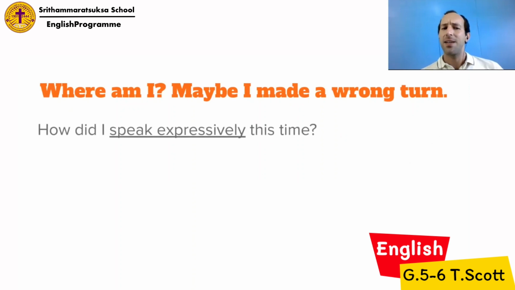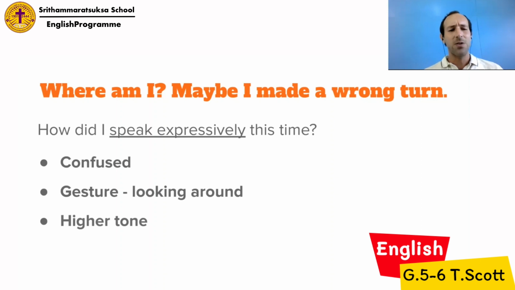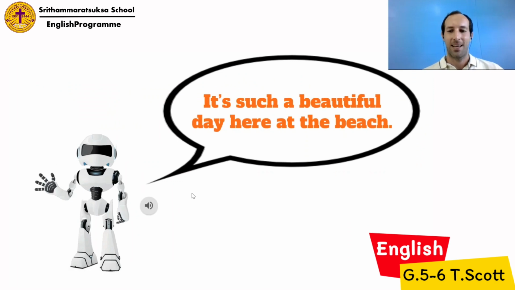So, how did I speak expressively this time? Well, I tried to sound like I was confused because I was lost. I also used a gesture. I was looking around to try to figure out where I'm supposed to go. And I used a higher tone of voice. We often use a higher tone of voice when we're asking a question or if we're confused. Looks like the robot is taking a trip to the beach.